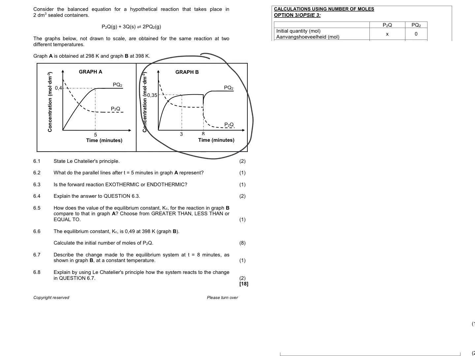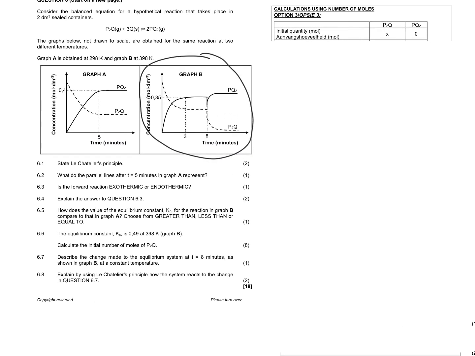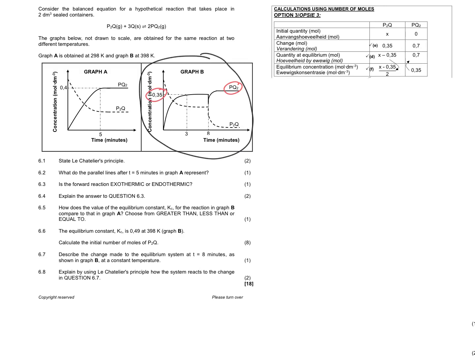They tell you that the volume of the container is 2, so it's a 2 decimeters cubed container. We don't really know what was happening initially, but we do know what was happening at equilibrium. The equilibrium concentration of PQ2 was 0.35, which means the equilibrium number of moles was 0.7.